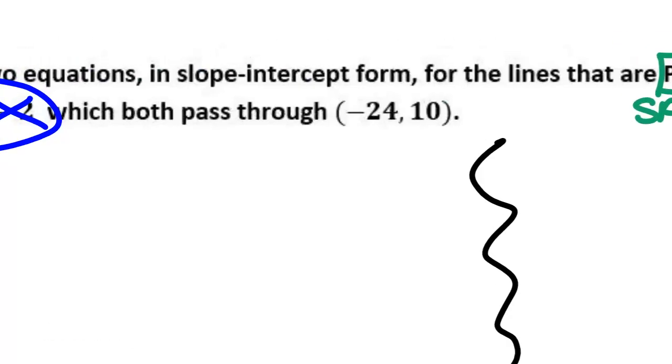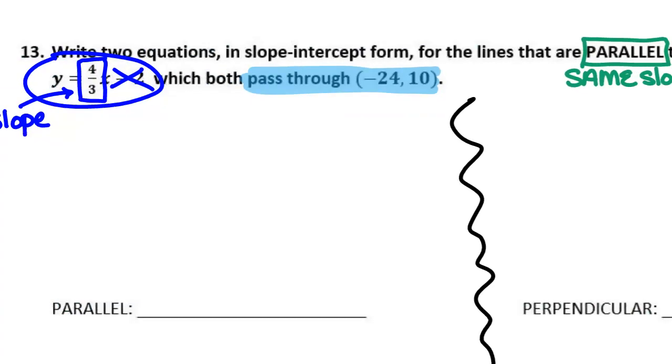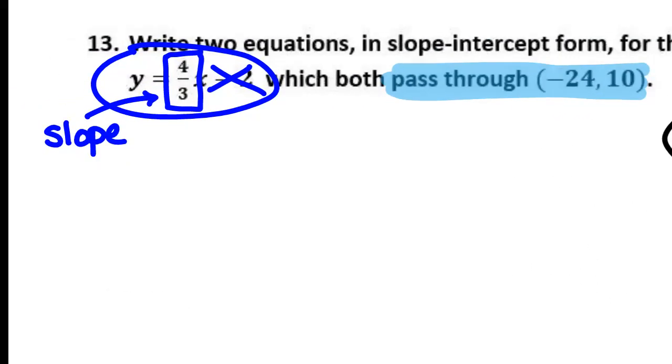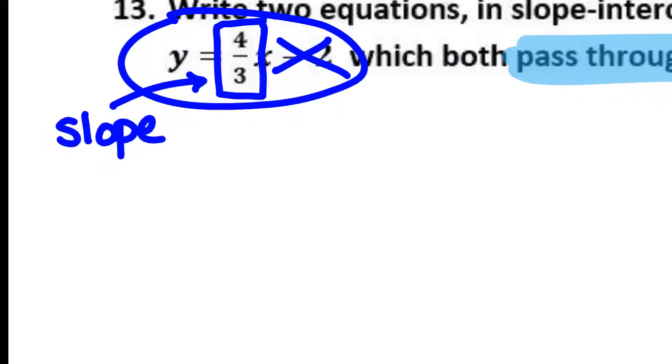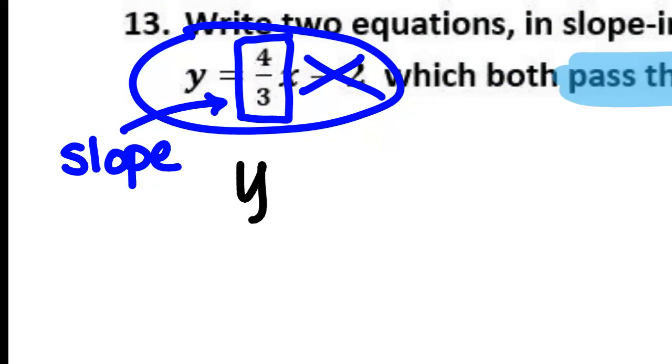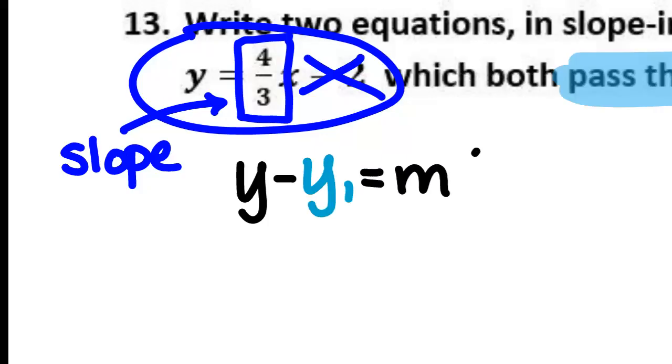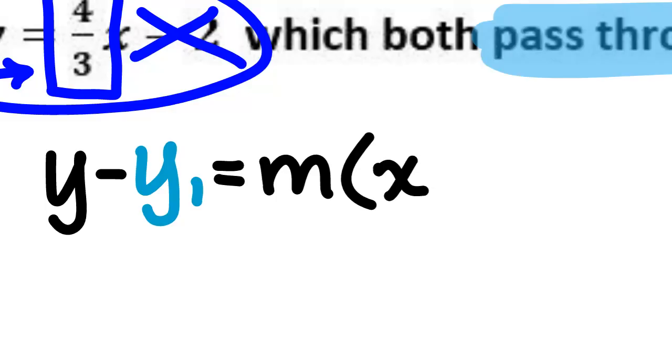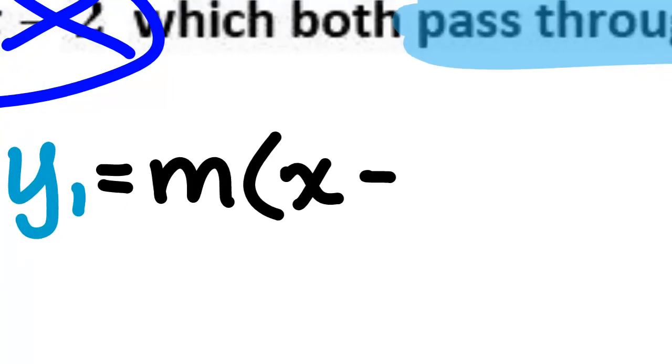Both of these lines are going to pass through this point right here. Because they gave us a point, and we either know or we can find the slope, we're going to use point slope form. y minus y1 equals m times (x minus x1).